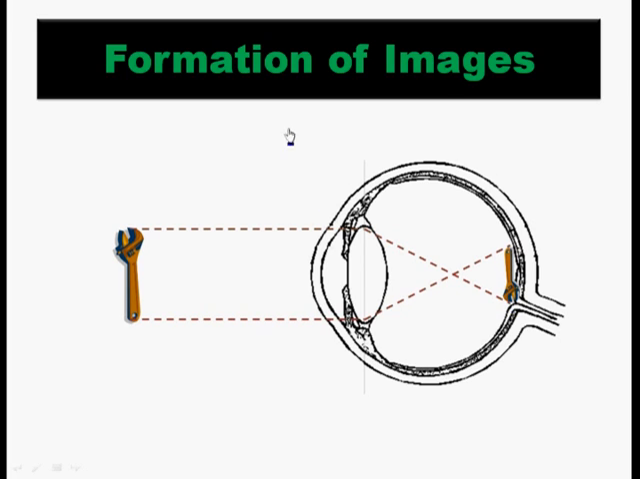So the images are normally what? Upside down. Now tell me something. Can you imagine if you never had a brain? Everything you'd see is upside down.